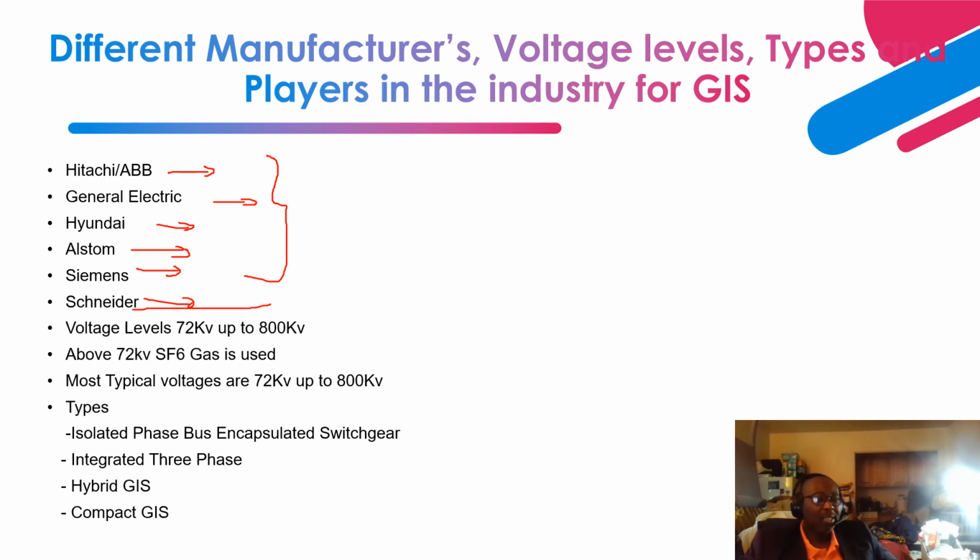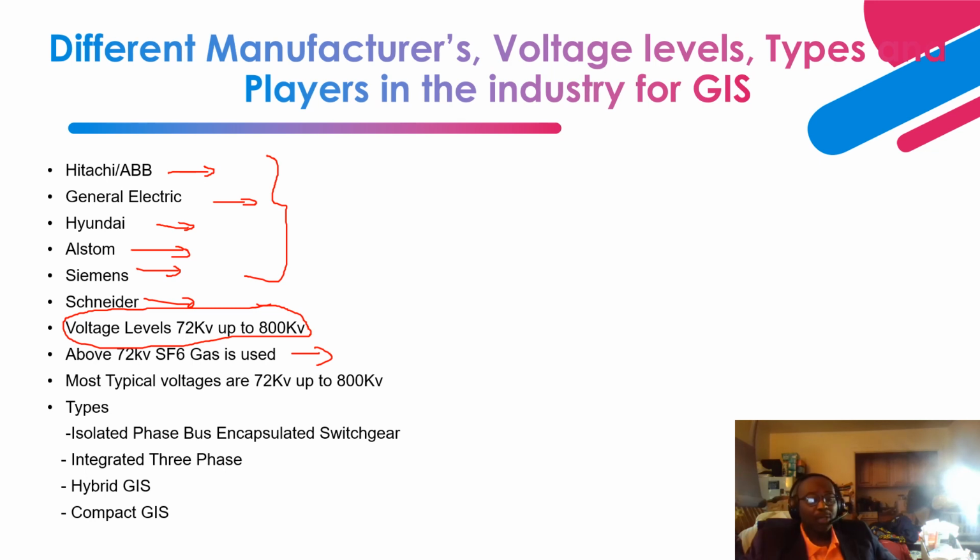For voltage levels, as of now, we have from 72 kV up to 800 kV, because below 72 kV it is not economical, in terms of cost benefit, to utilize SF6. Below 72 kV, most often than not, they utilize a vacuum as the insulation and interrupting medium. Above 72 kV, as I've indicated, it is much more economical, better cost benefit, and much safer to utilize SF6 as the insulation and also as the interrupting medium, right?